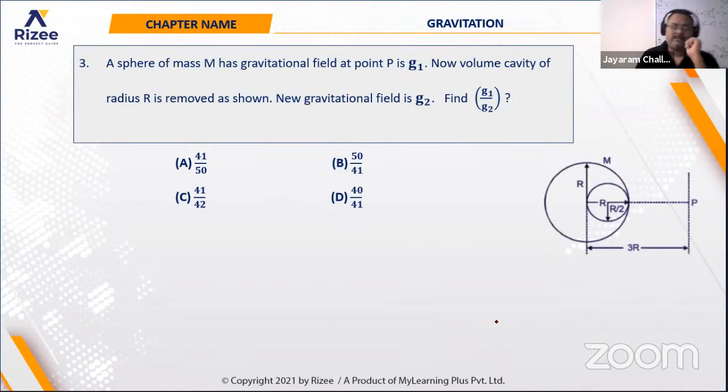Now this is another case. A sphere of mass m has a gravitational field at a point P of G1.